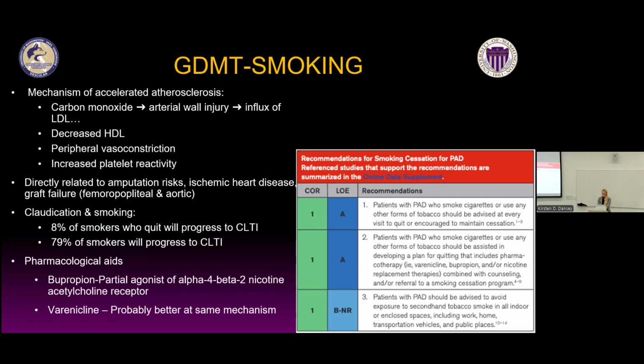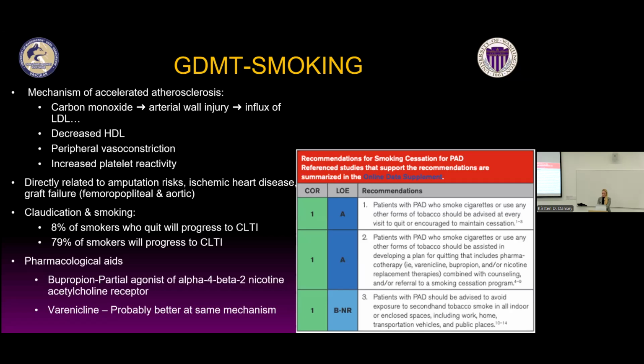So it's quite striking. Medical therapy is more effective than simply informing patients about smoking risks and suggesting that they stop. So it really should be in the standard armamentarium of any physician treating patients with intermittent claudication.